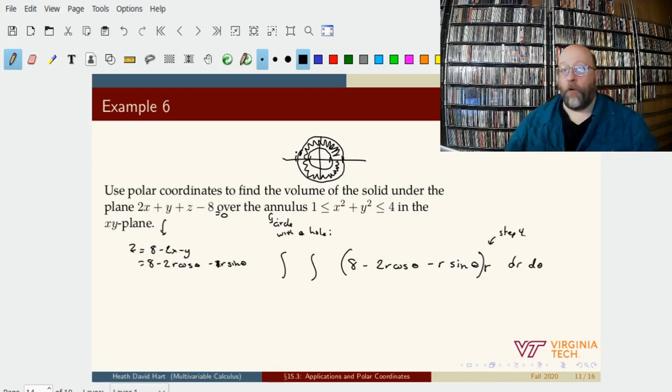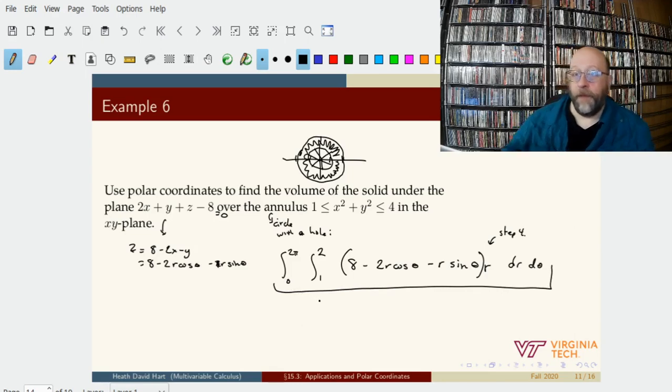Since we're going around the entire circle, theta will go from 0 to 2 pi. And if we travel in the radius direction from the center out to the edge, we always enter the region at a radius of 1, and we always leave the region at a radius of 2. Okay? And so this is going to be the setup to find the volume for this solid. I'll let you solve this. We'll move on to the next example.